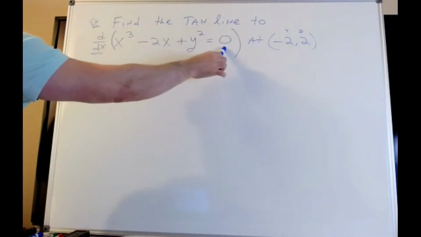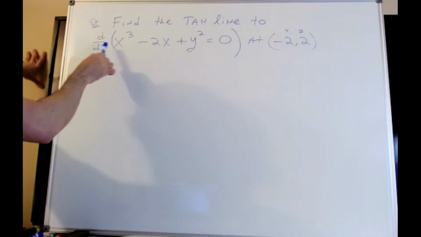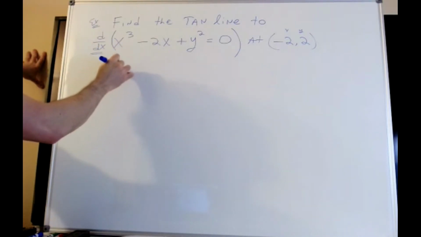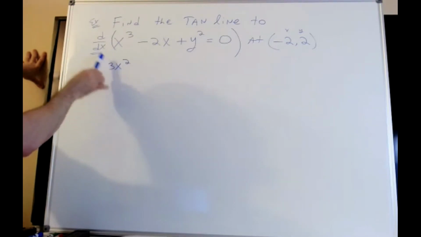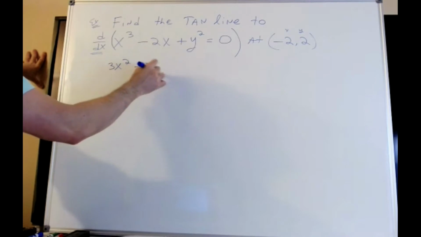I mean, this is already 0, so the derivative of 0 is going to be 0. The derivative with respect to x of x cubed is 3x squared. The letters are the same, so I just do it like I normally do. Same thing here: the derivative of negative 2x is negative 2.